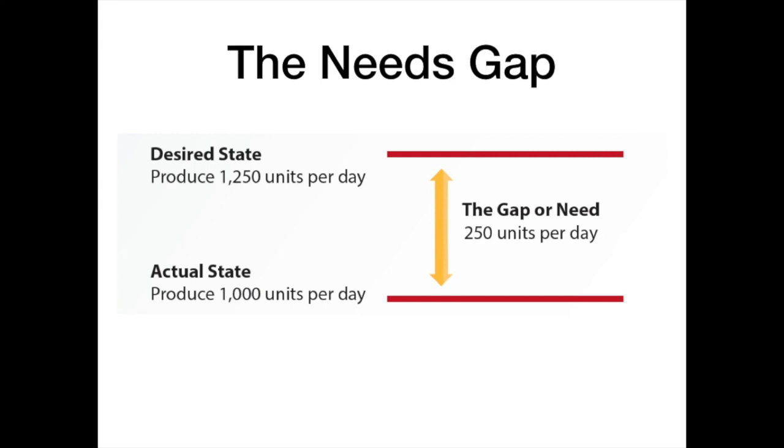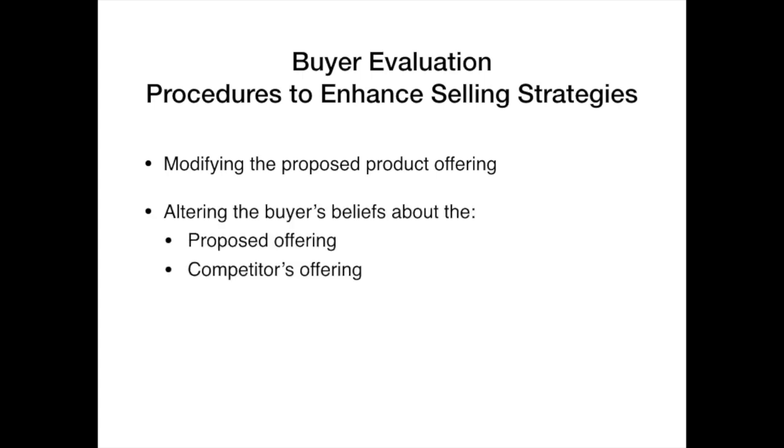Perhaps their desired state, in this example, deals with production. They need to increase production, and their current state is that the equipment that they have only allows them to produce 1,000 units per day instead of the 1,250 that they'd like to produce. This is where the problem recognition would occur. We're skipping a few steps here, but we're going to focus on the buyer evaluation and procedures that can enhance selling strategies.